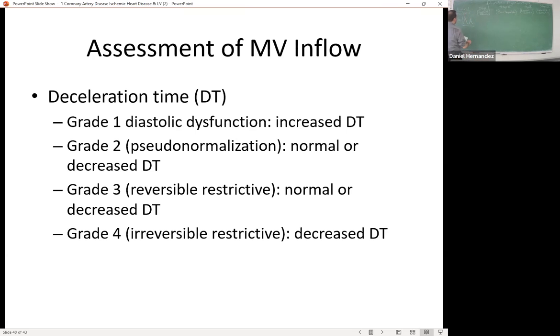With impaired relaxation, it becomes quite noticeable now. When you do your mitral inflow, the first thing you're going to notice is a small E and a big A. So you know right off the bat, this patient has diastolic dysfunction. With small E, big A, the E to A ratio is going to be less than 0.75.